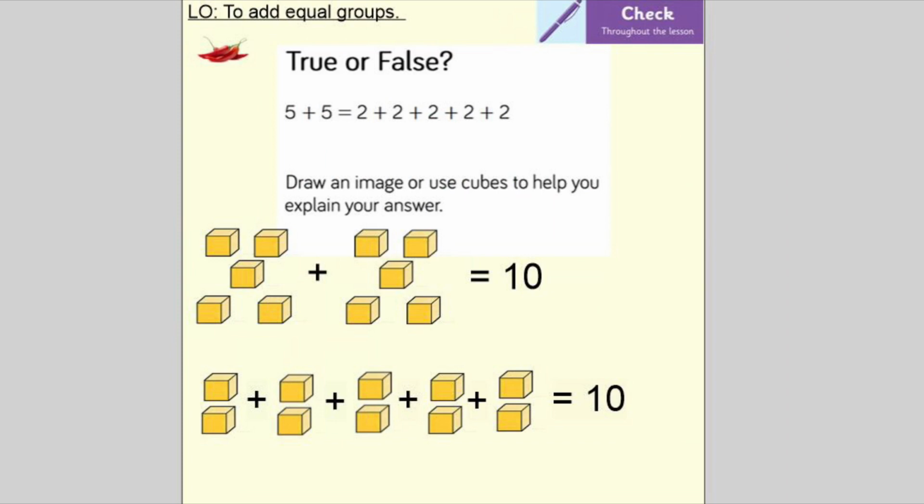Chili 3 is true or false? Well, I've used some cubes to help me explain what I think. So firstly, I wanted to work out what 5 add 5 was. And as you can see, I've used the cubes to show that 5 add 5 is 10. And then I use the cubes to show what 2 add 2 add 2 add 2 add 2 is. I can see that that's also 10. So I think the answer is true, that 5 add 5 is the same as 2 add 2 add 2 add 2 add 2.